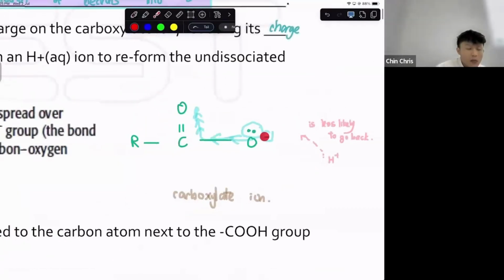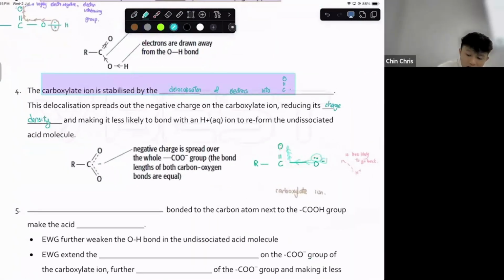Because the negative charge is being drawn towards the O. Understand? Can you see that? Which means the charge density is reduced right now. Hence, it's less likely to bond with an H plus.